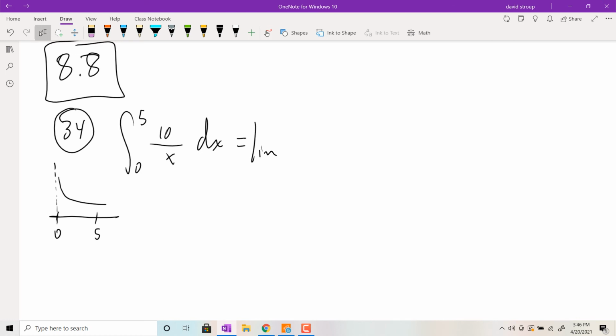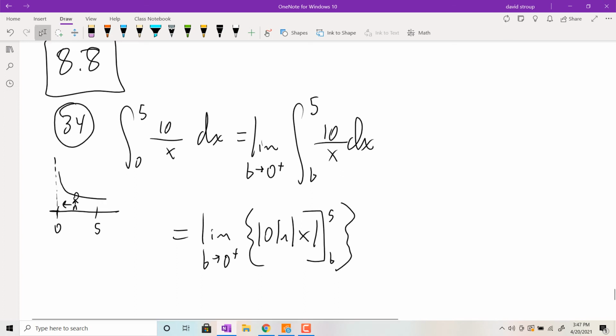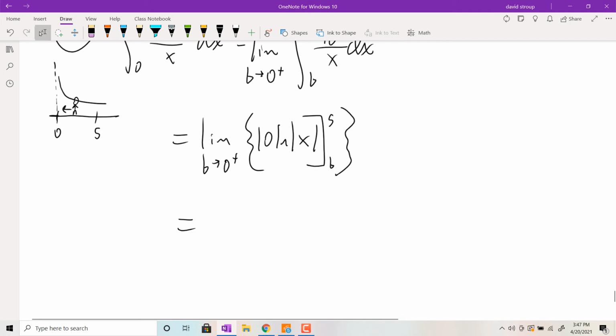So you would rewrite it as a limit approaching that asymptote, and in particular you have to approach it from the positive direction. So you replace the 0 with a b, and then we're integrating 10 over x dx, which is easy enough to do. So the limit as b goes to 0 from the right of 10 ln|x|. Plug in the limits. So first plug in 5.